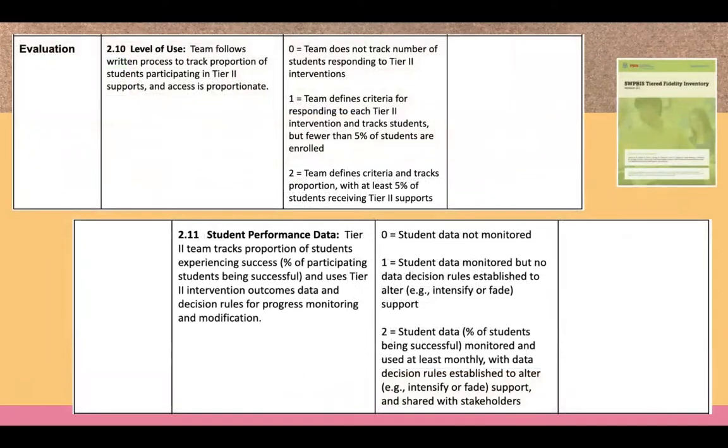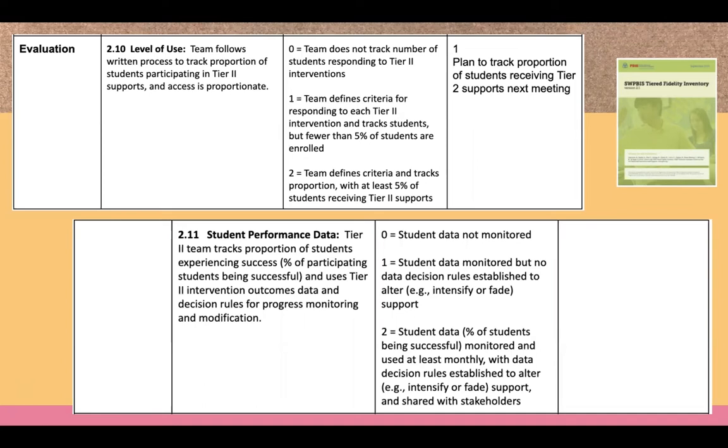Take a second to review the description for 2.10, level of use, as well as the scoring rubric for this feature. The team indicated a score of 1 since they identified that they will begin to track the proportion of students receiving Tier 2 support at their next meeting.